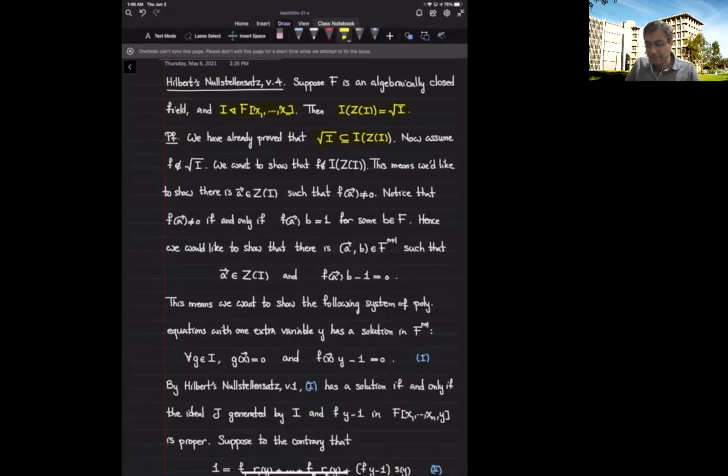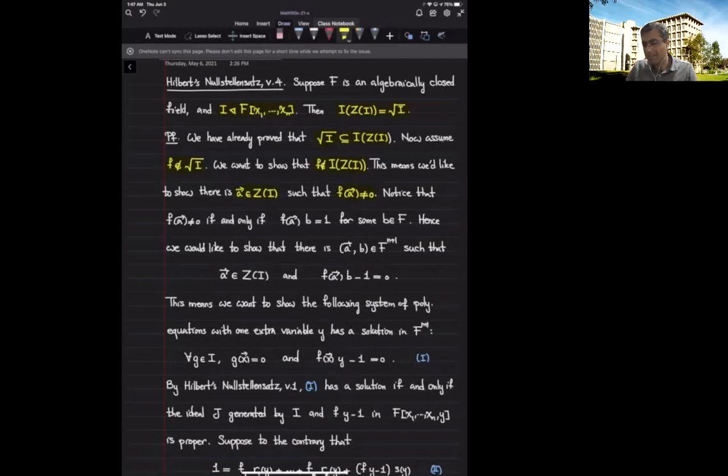We want to say that if f is not inside the radical, then it is not inside I of Z of I. What does that mean? It means I should be able to find a common zero for the elements of the ideal which is not a zero of f. So we should be able to find a inside Z of I so that f of a is not 0. Assuming that f is not inside the radical of I, we want to find a common zero of elements of I which is not a zero of f.